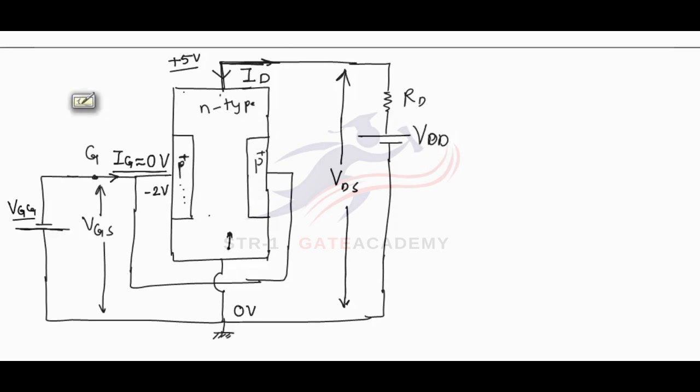If we see P-type material is at negative potential, N-type material is at positive potential, means this is a reverse biased junction. Between drain and gate there is reverse biasing. And also, if we see P-type material is at -2 volt and N-type material is at zero potential, so there is reverse biasing between gate and source also.